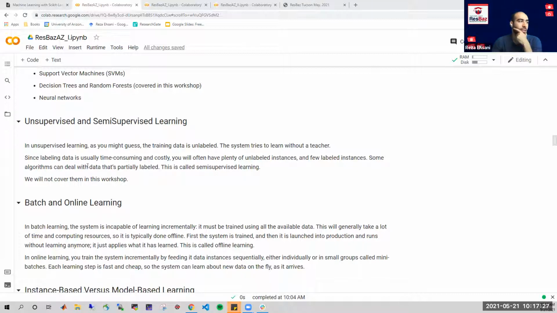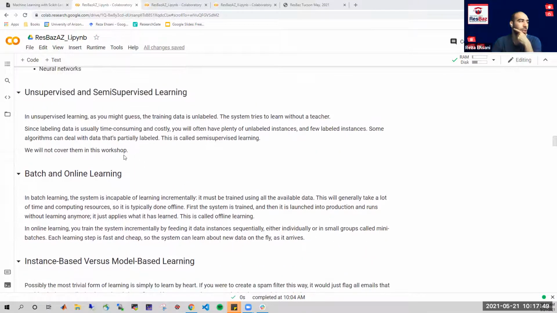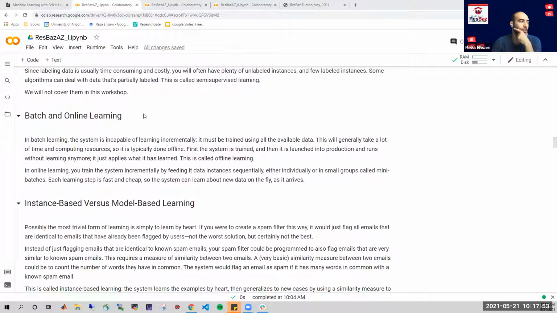Since labeling the data is usually time-consuming and costly and sometimes not possible, we have plenty of unlabeled instances and a few labeled instances, and there are a few machine learning algorithms which can deal with partially labeled data, which are called semi-supervised learning algorithms. We don't have enough time to cover unsupervised and semi-supervised learning algorithms in this workshop.